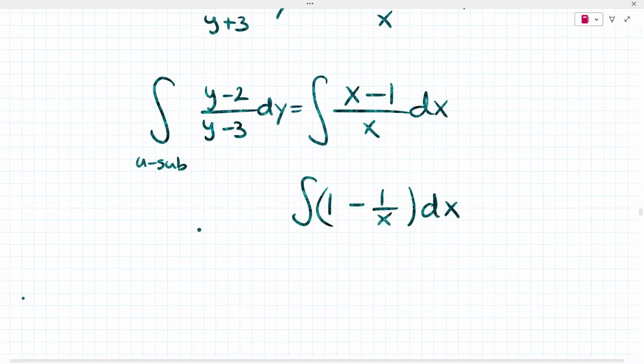Okay, what would I do next? So let's do the left side. I think the left side would be easier.